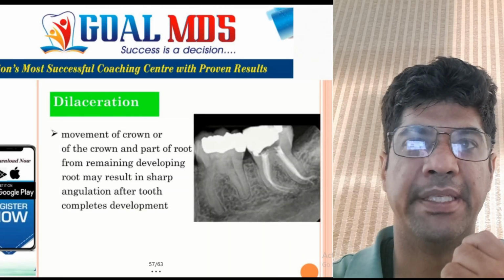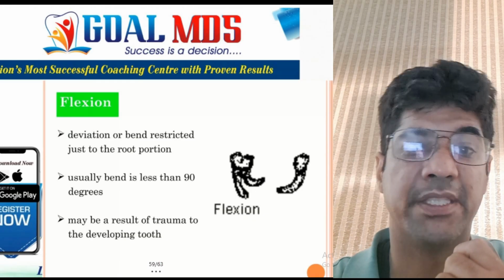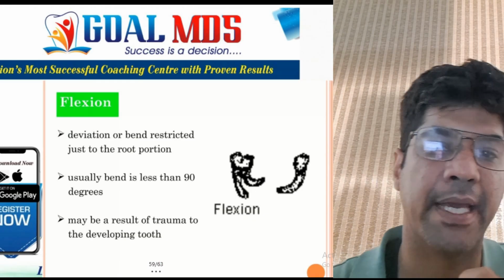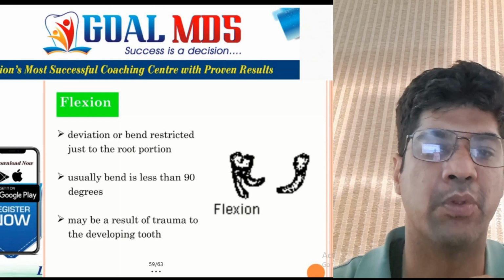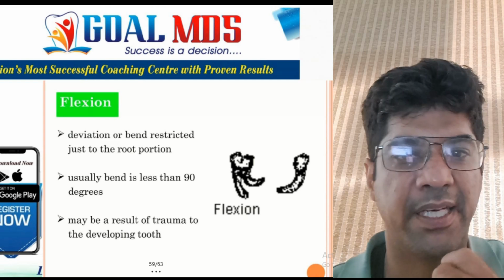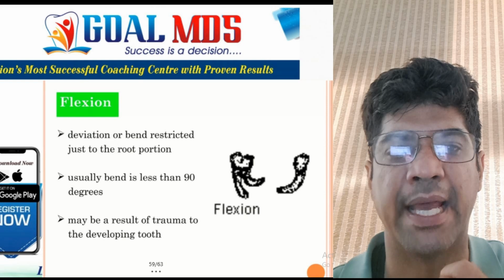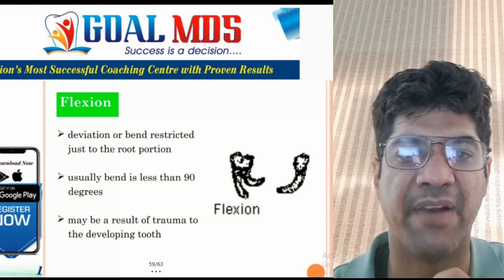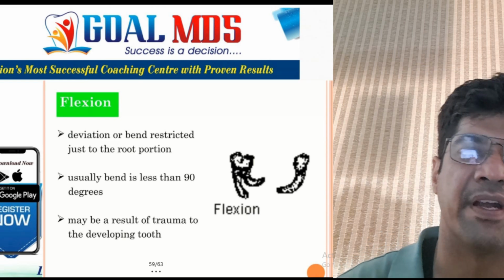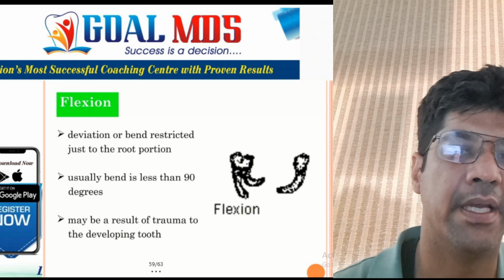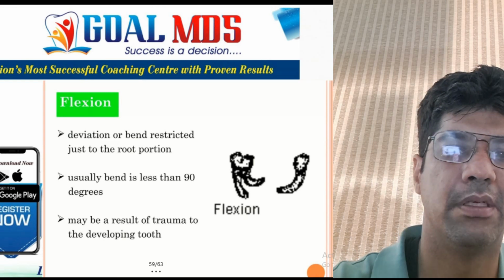The other terminology is flexion. Flexion refers to the bending or curvature of the tooth root. This bending can occur due to various factors including trauma, genetics, and disturbance during tooth development. Flexion can lead to tooth abnormalities and it may impact the tooth position and alignment. So in simpler terms, flexion means a tooth root bending or curving that can happen because of different reasons, and it affects the way the tooth grows.